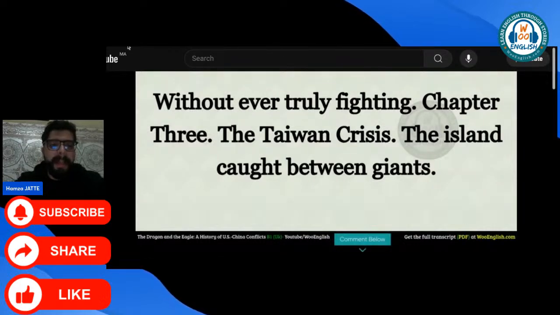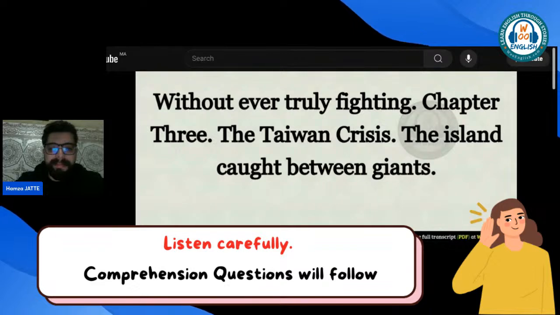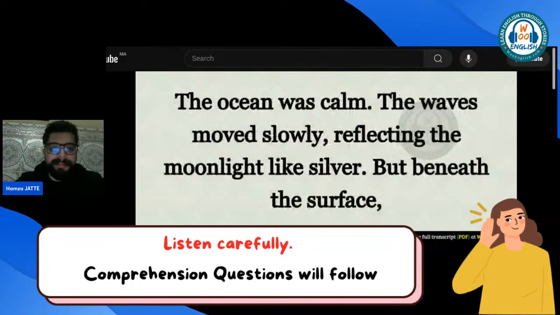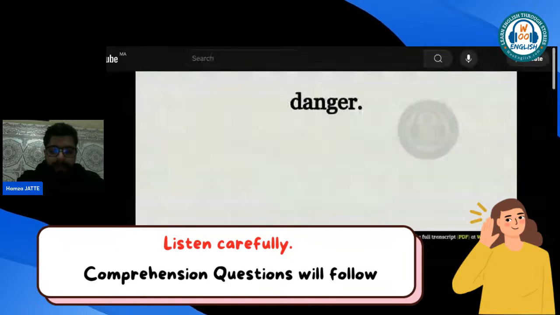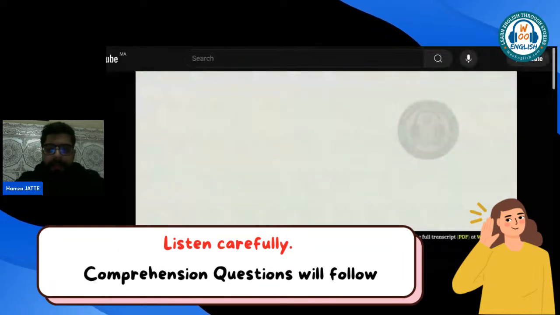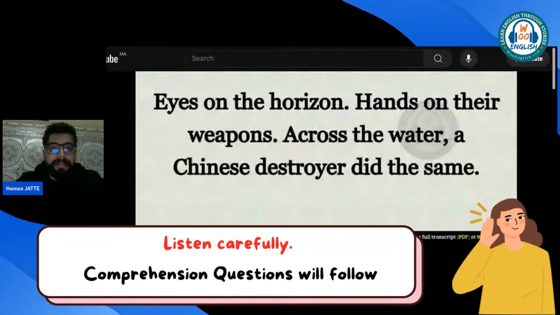Chapter 3: The Taiwan Crisis. The island caught between giants. The ocean was calm. The waves moved slowly, reflecting the moonlight like silver. But beneath the surface, danger. A U.S. warship floated in the dark, its engines quiet, its guns loaded. Sailors stood ready, eyes on the horizon, hands on their weapons.